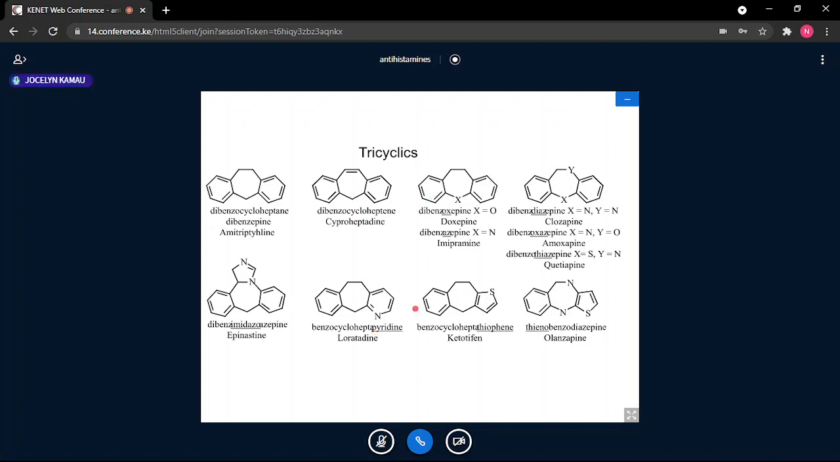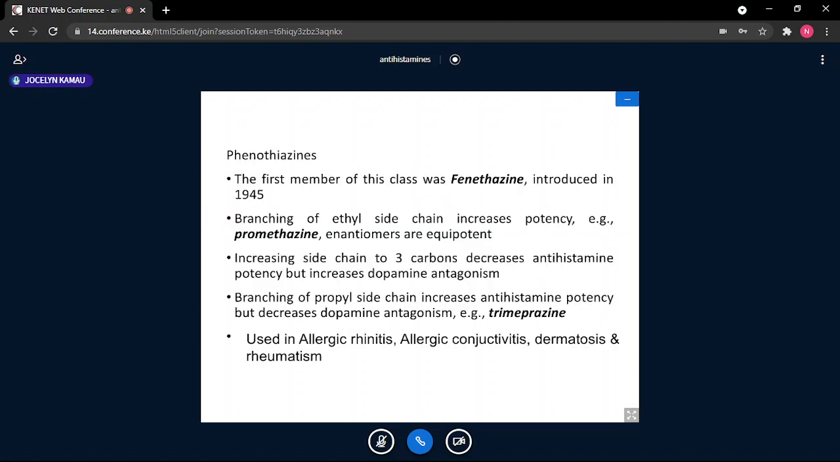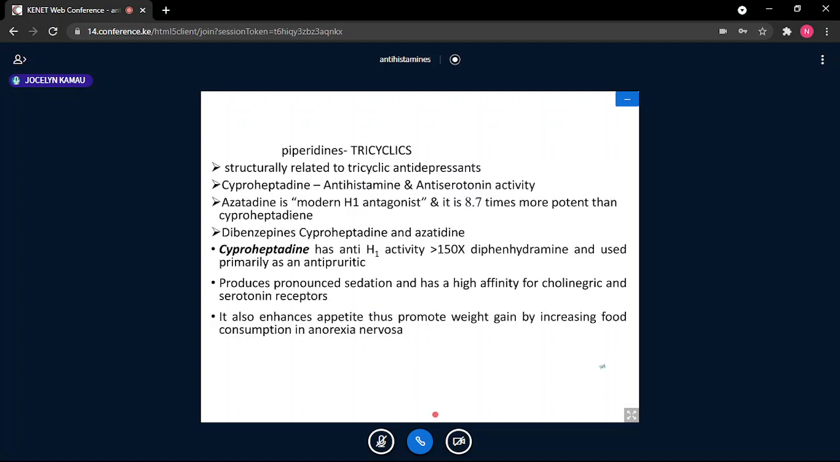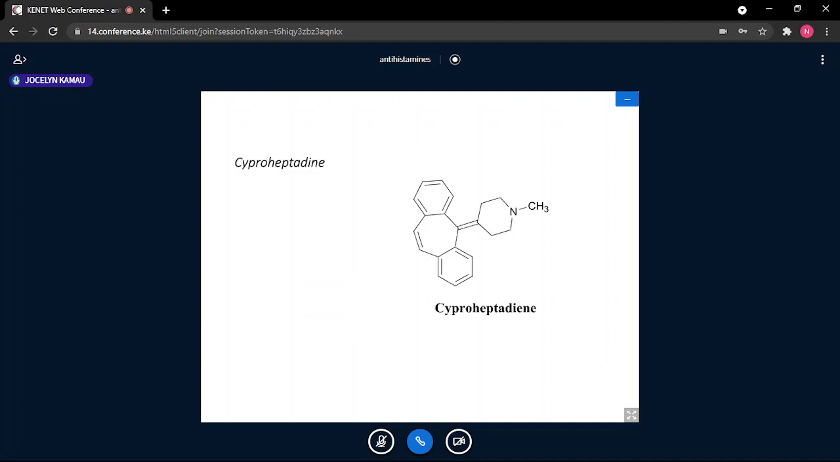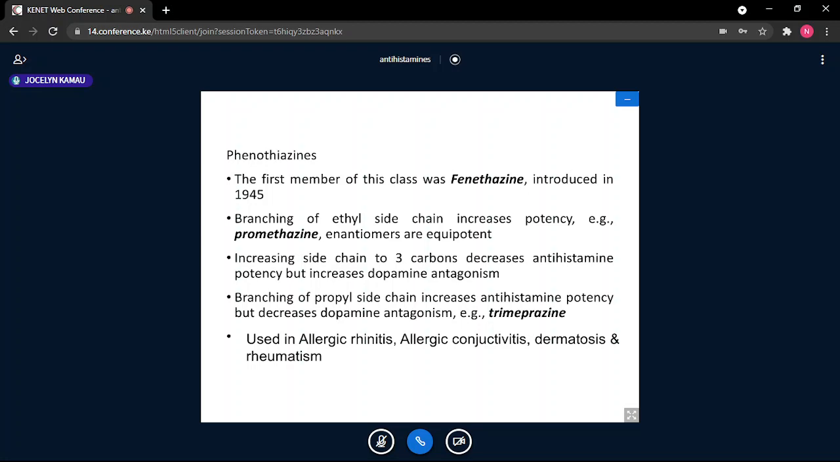From that, we move on to the tricyclics. Let us first of all look at them; they are kind of the same because they are also cyclic. So let us just follow the order. It doesn't matter really. So we look at the tricyclics.